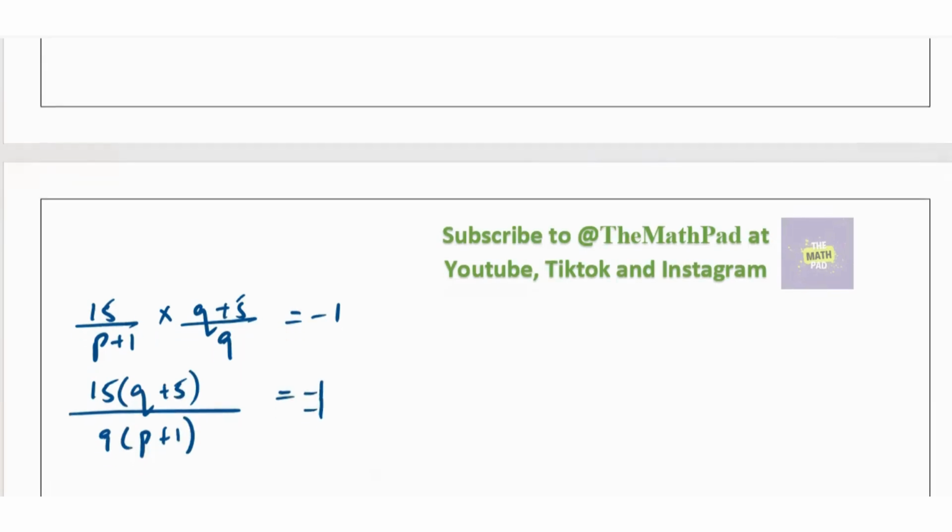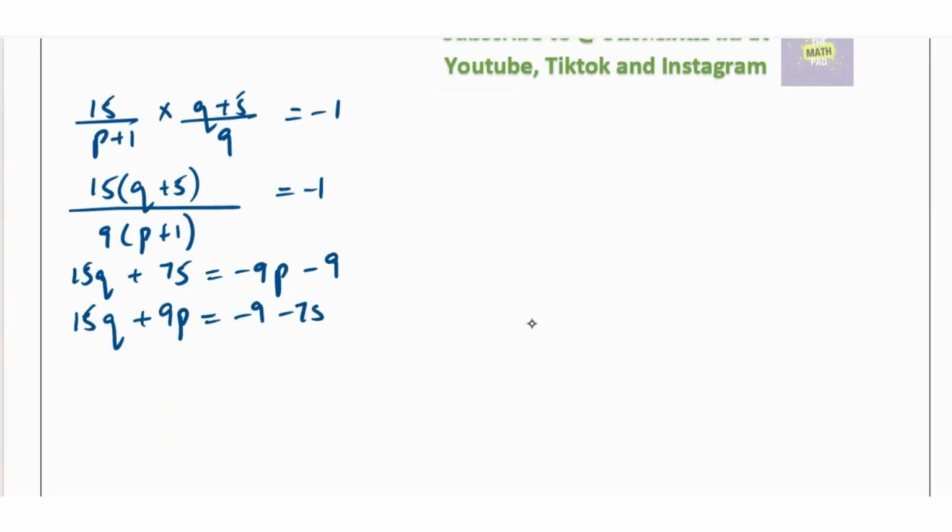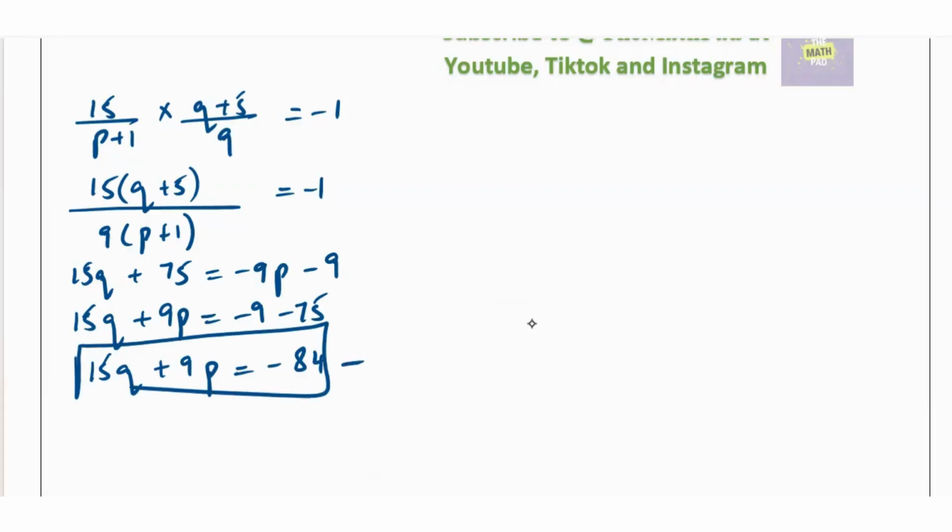Cross multiply again. 15Q plus 75 equals -9P minus 9. 15Q plus 9P equals -9 minus 75. And that equals -84. This is your second equation.